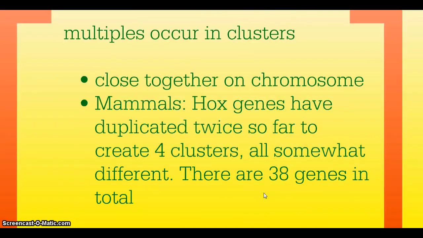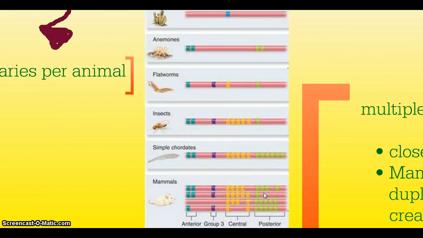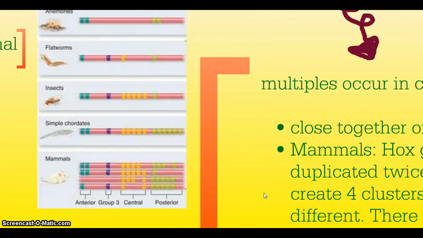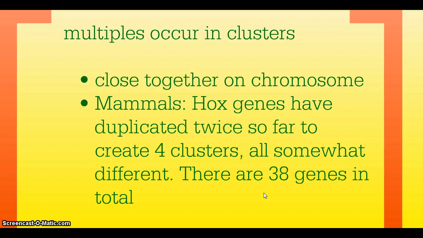Now, multiples occur in clusters. As you can see, there are multiples. Going back to this picture, there are multiples in the mammals. They're close together on the chromosome, and in mammals specifically, Hox genes have duplicated twice so far to create 4 clusters, all somewhat different, and there are 48 genes in total. Now, this is pretty much an estimation. This is just a generalized number, and it's not necessarily true for every single mammal.